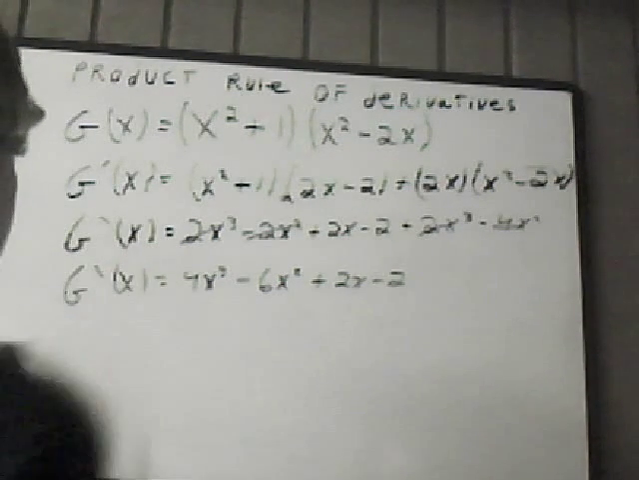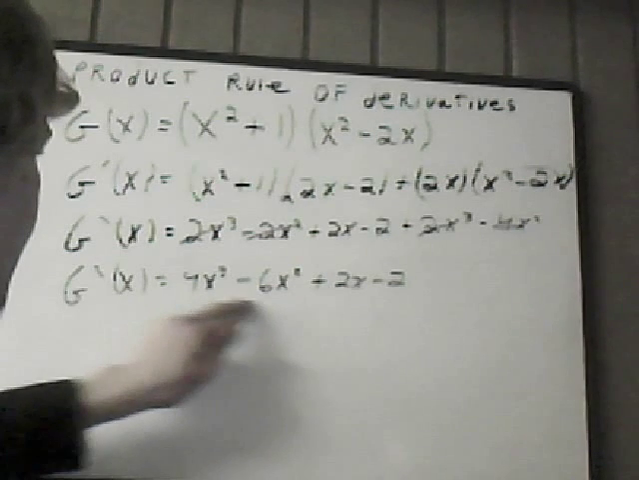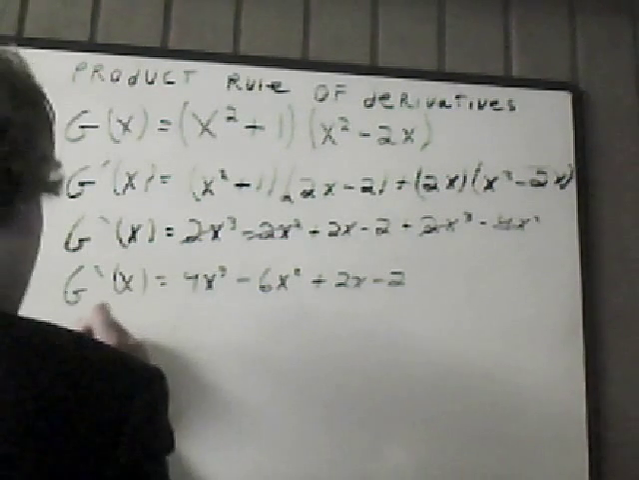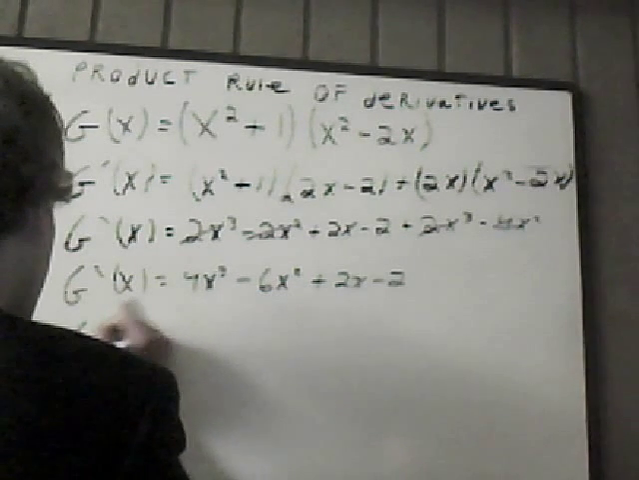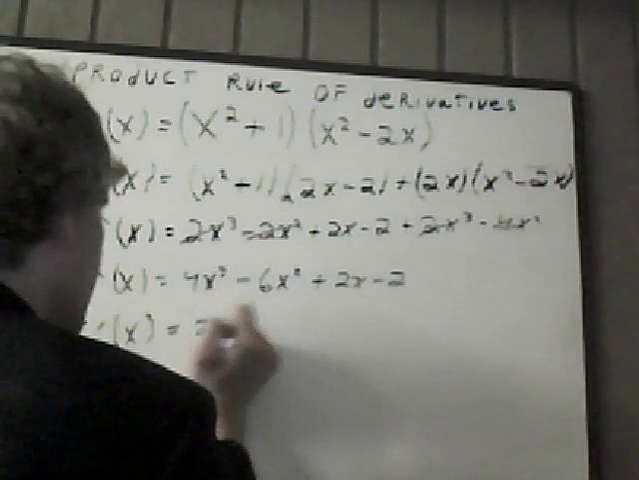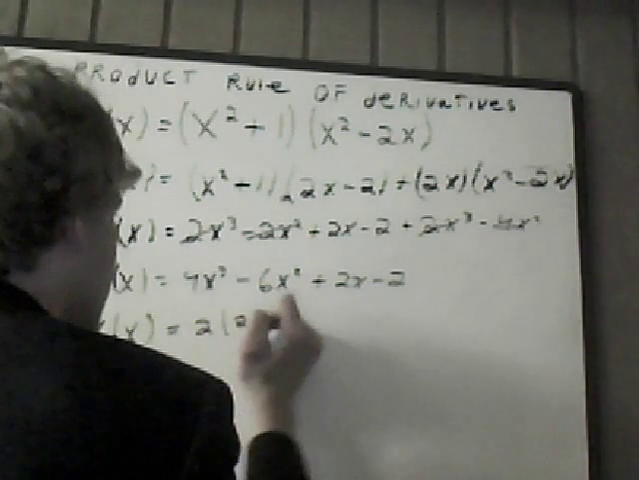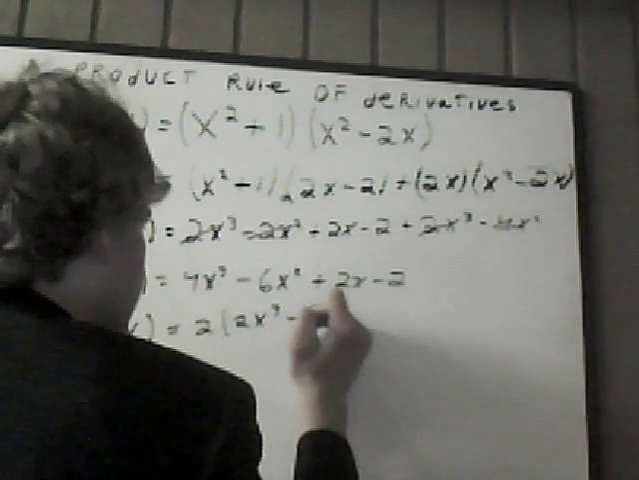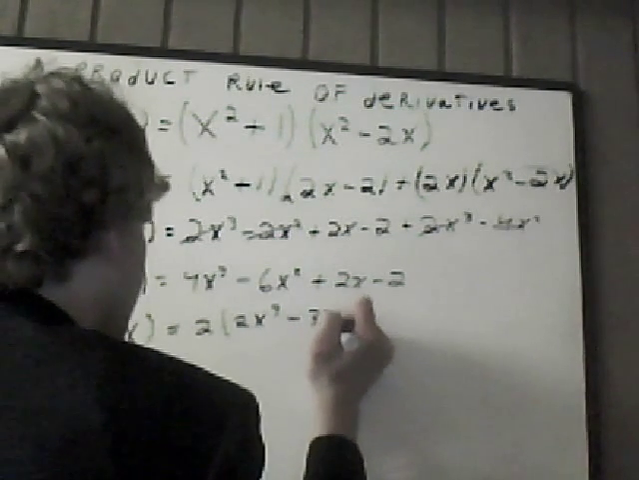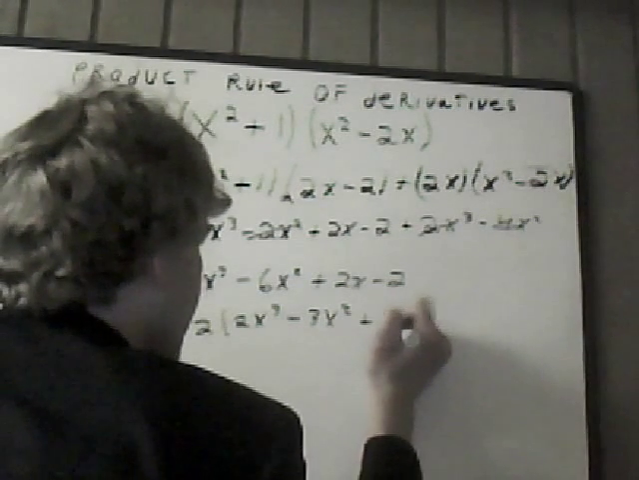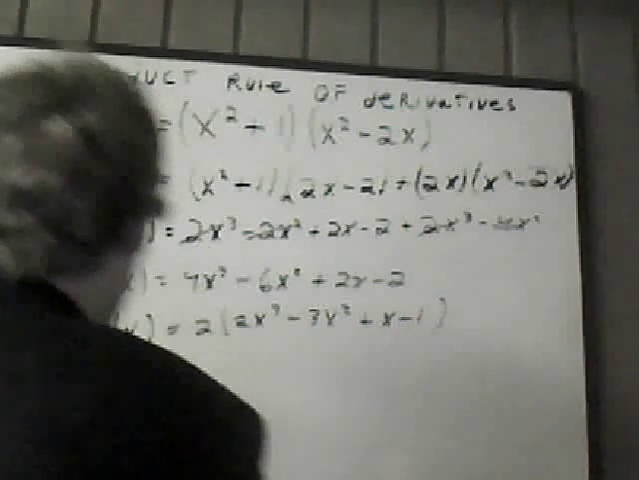All right, so we're pretty much done now, besides one thing. All these factors have 2 in common, so we can actually pull out a 2. So our final answer is going to be g prime of x equals 2 times 2x cubed minus 3x squared plus x minus 1. And this here is our final answer.